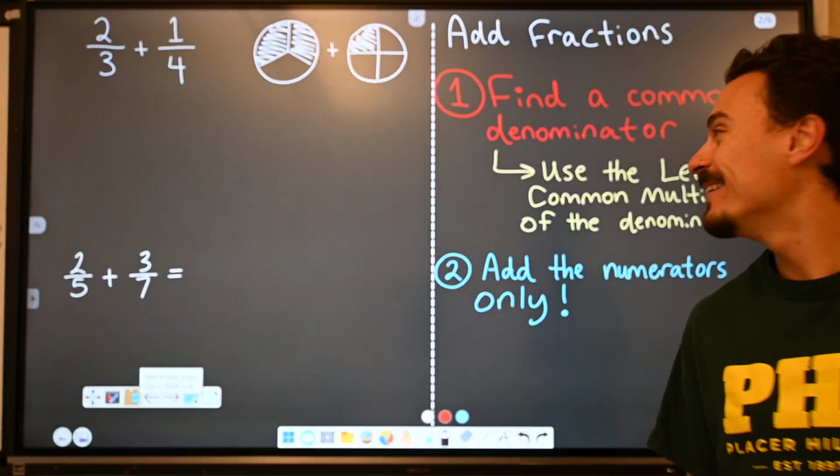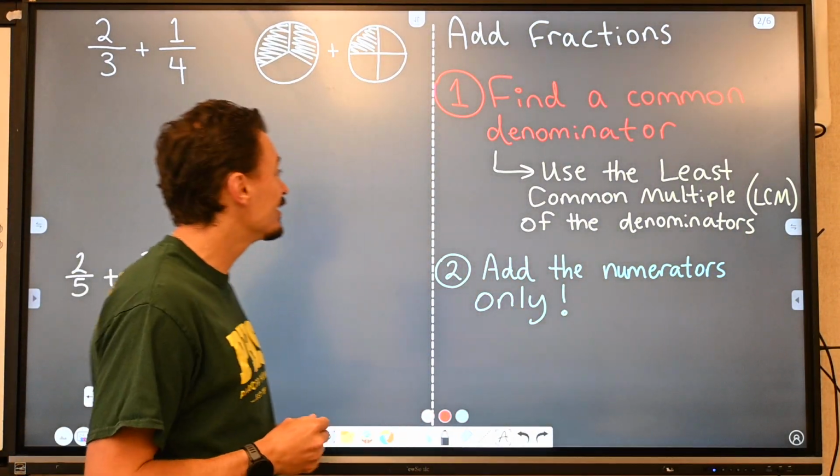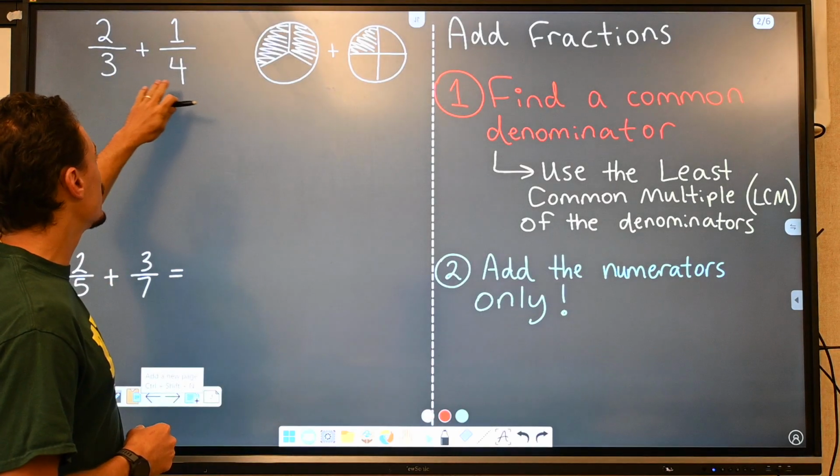Woohoo! All right, here we go. We got adding fractions. Everybody's favorite thing to do is fractions, so let's do it. First of all, I'm going to talk about the example. The example's 2/3 plus 1/4.